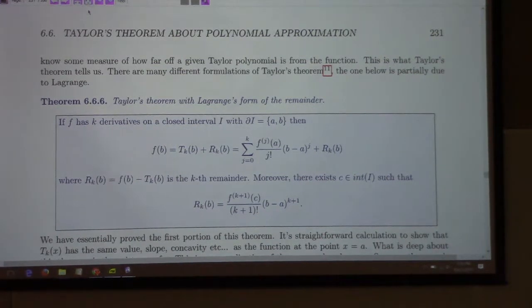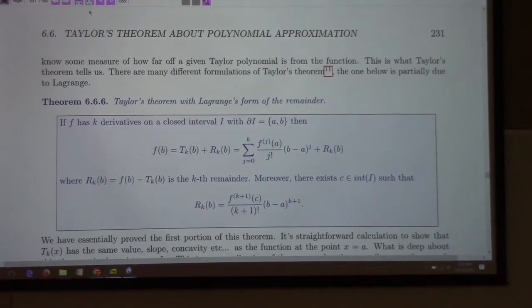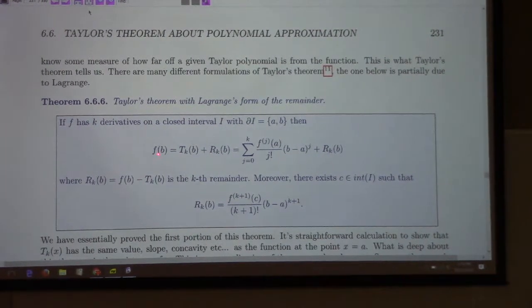So if you like, you can just set I equal to the interval from a to b if that would make you feel more comfortable. And this is the boundary. This is the edge of the interval. A and b are the edges of the interval. Then this is just the definition. F of b would be the kth Taylor polynomial at b plus the remainder of the kth Taylor polynomial. How do you define the remainder?